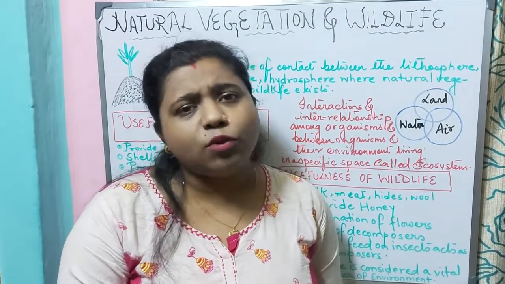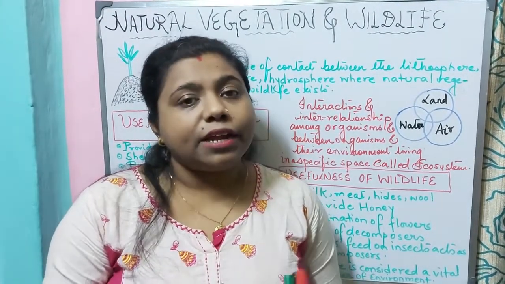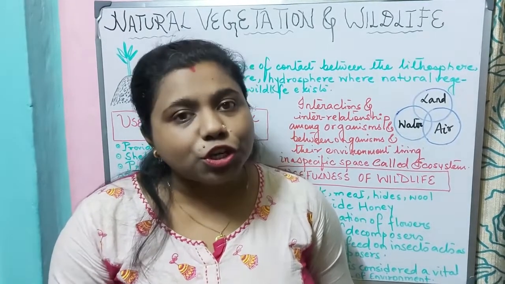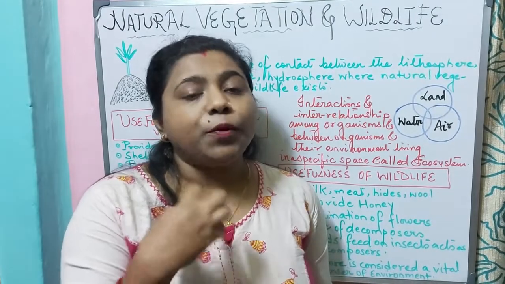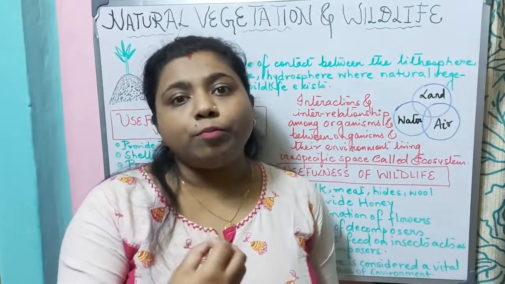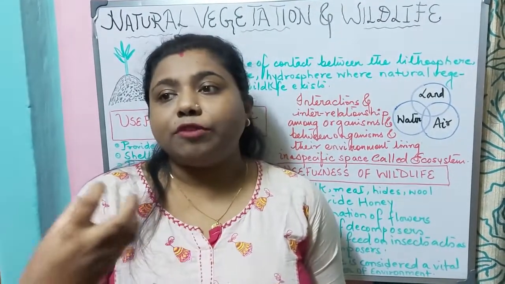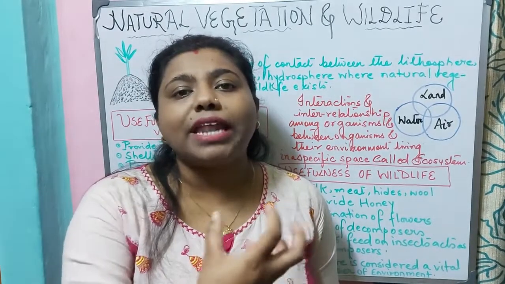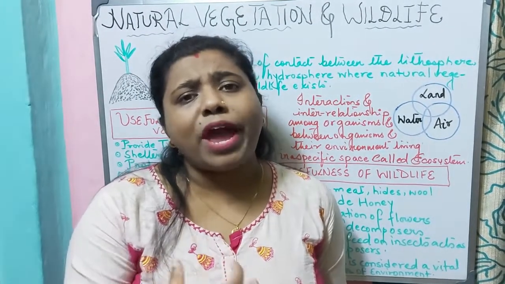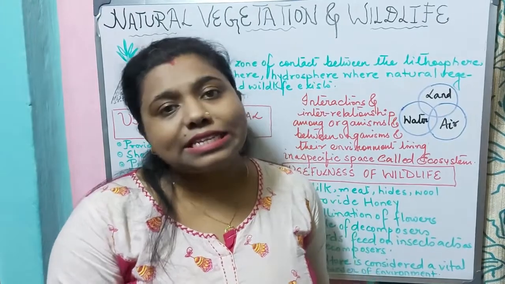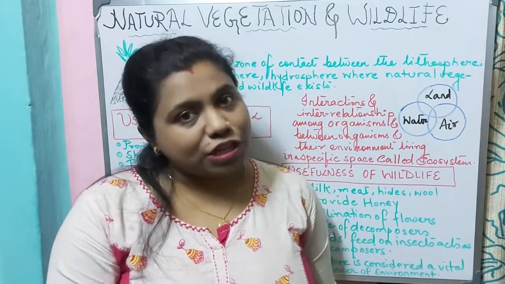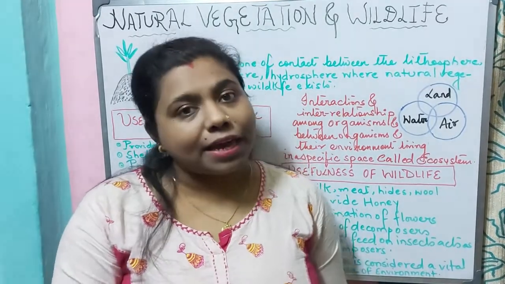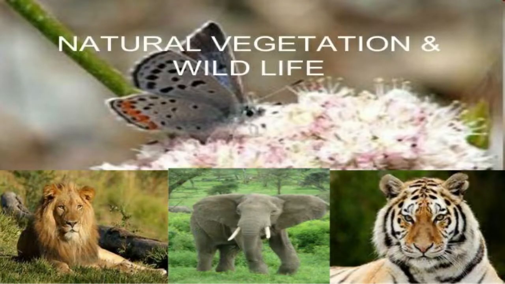Now you may wonder why I am asking whether you visited any exhibition on handicrafts or not. Because the handicrafts, that means the products obtained from jute or silk, the question is, where do they come from? Jute, silk, from where do we get them? We get them from wildlife and from natural vegetation. So today our topic is natural vegetation and wildlife.